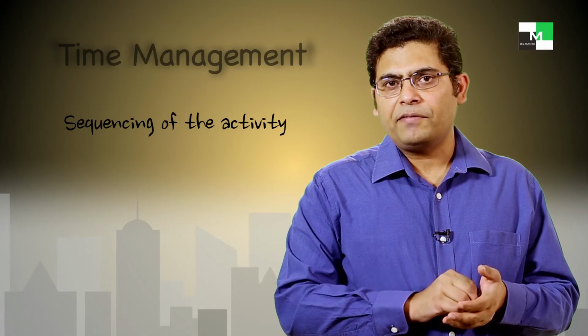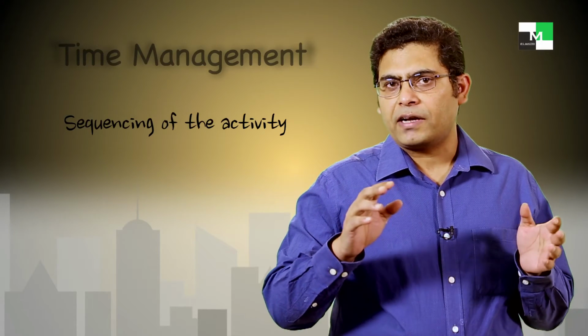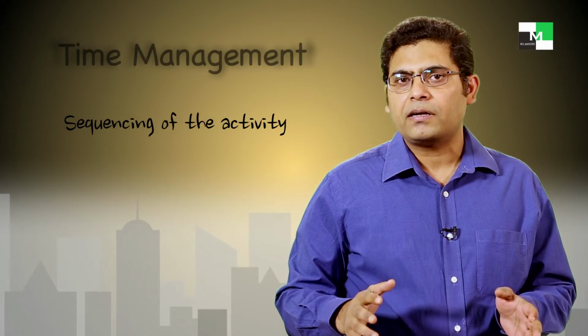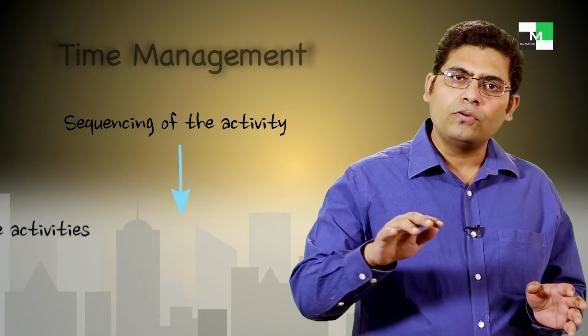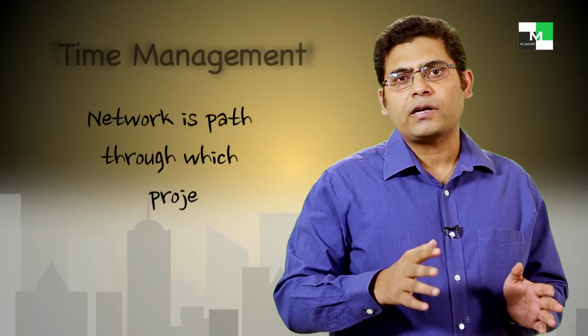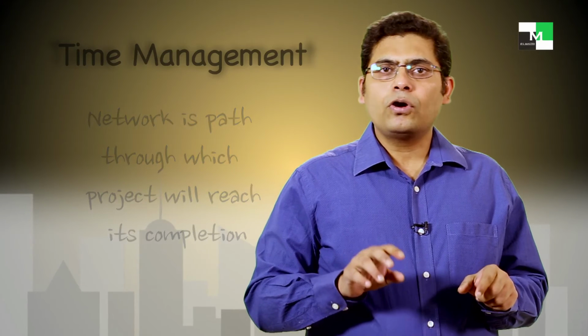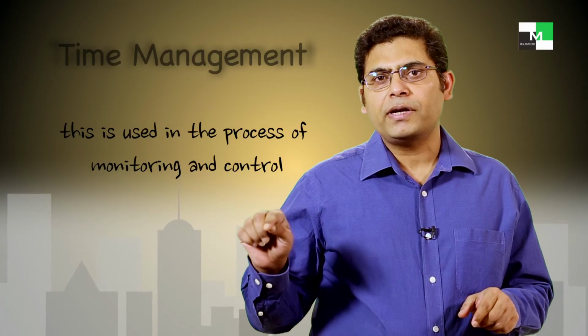Once the time for activities is decided, the sequencing of activities is decided, and the various types of activities for completion of the project are known, then we can make a network of the various activities. That network is basically a path through which the project will reach its completion. This is all about your project time management. This project time management can also be used in the process of monitoring and control.